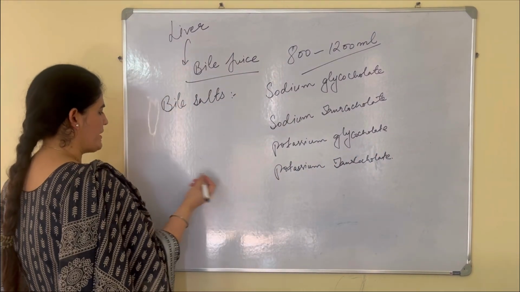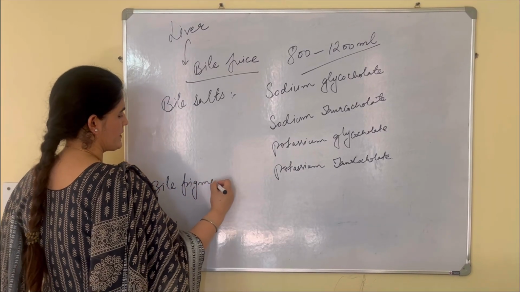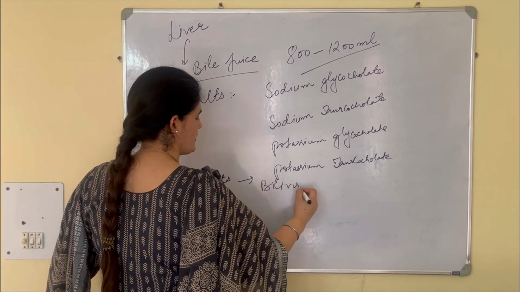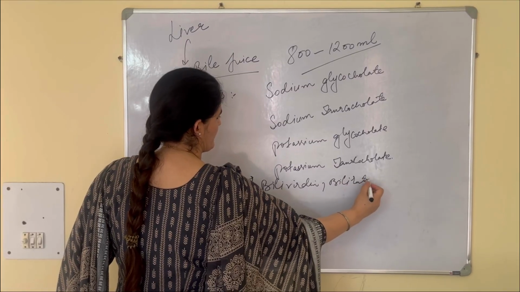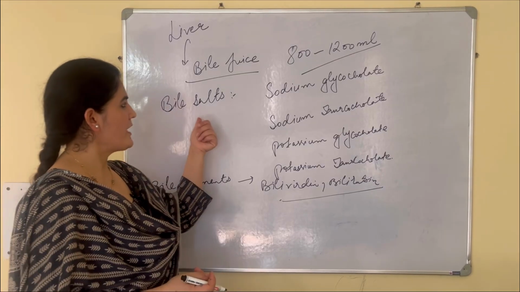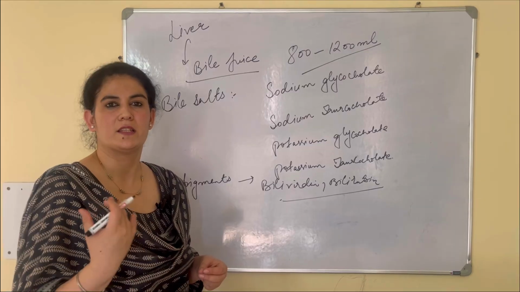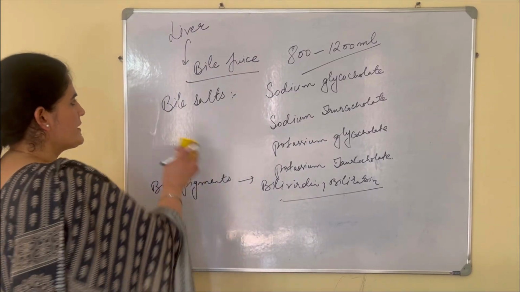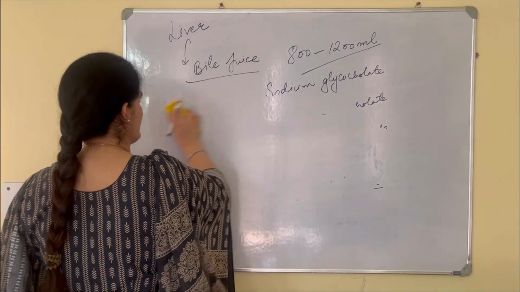Then we have pigments. Bile pigments are of two types: biliverdin and bilirubin. And you know students, the bile salts help in the emulsification of fat, in the digestion of fat. Next we will discuss how these bile pigments are formed.